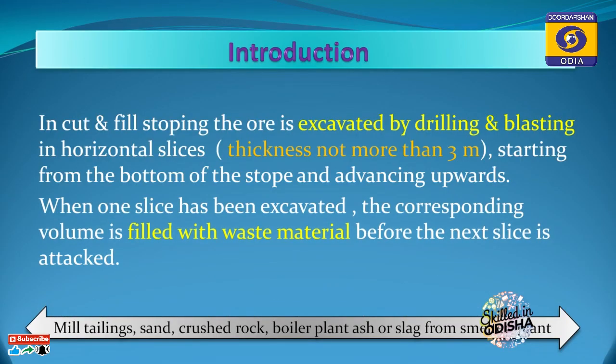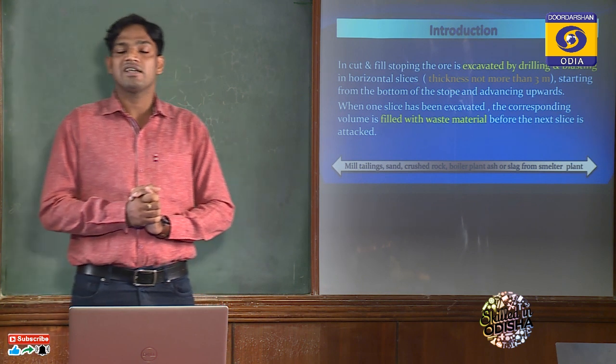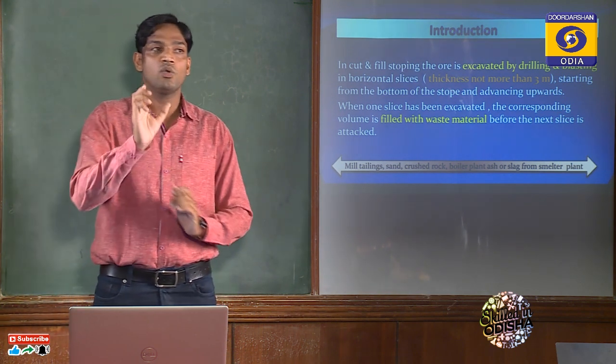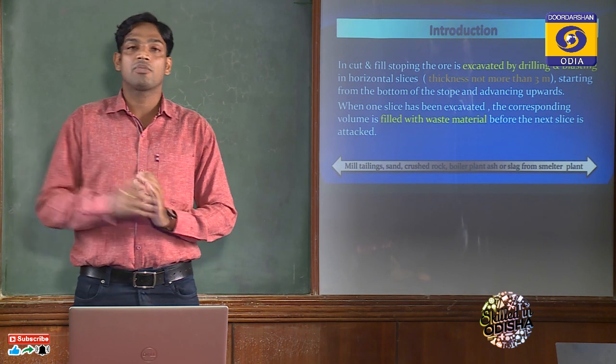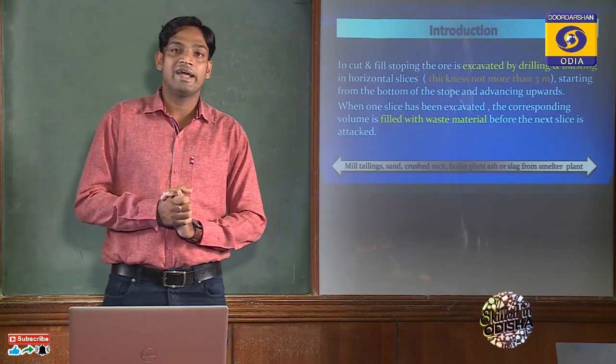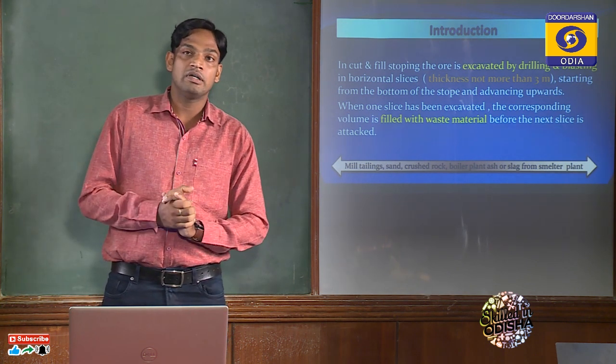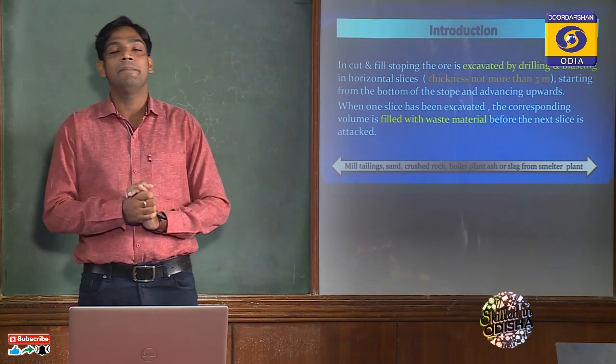In cut and fill stoping, the ore is excavated by drilling and blasting in horizontal slices, whose thickness is not more than 3 meters, starting from the bottom of the stope and advancing upwards. When one slice is excavated, the corresponding volume is filled with waste material before the next slice is attacked. That means, as the name suggests, cut and fill. Here we are cutting the bottom slices from the bottom of the stope, so that the vacant area is filled with the filling materials.